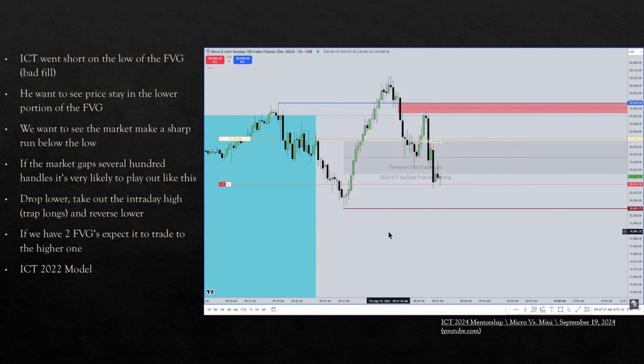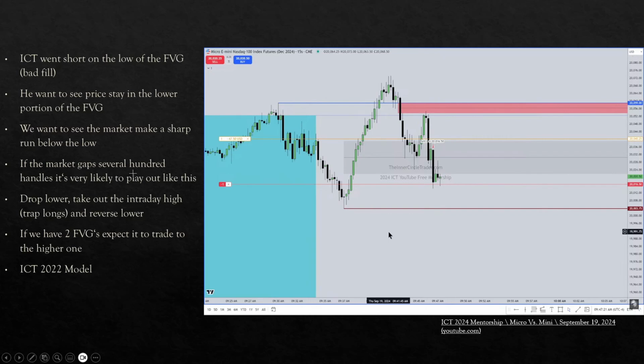So ICT went short on the low of the first presentation fair value gap. He had a bad fill right there. He's short from this red line. And he wants to see price stay in the lower portion of this first presentation inversion fair value gap. And we want to see the market make a sharp run lower into the sell side liquidity, because we have already trapped the breakout traders above this high.